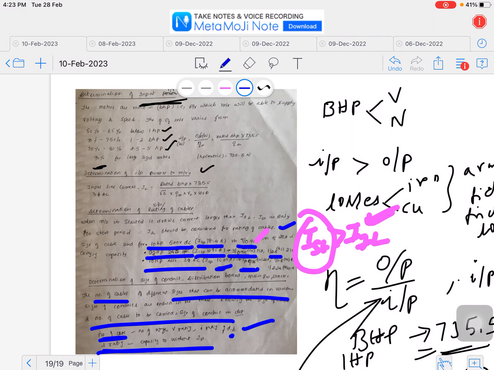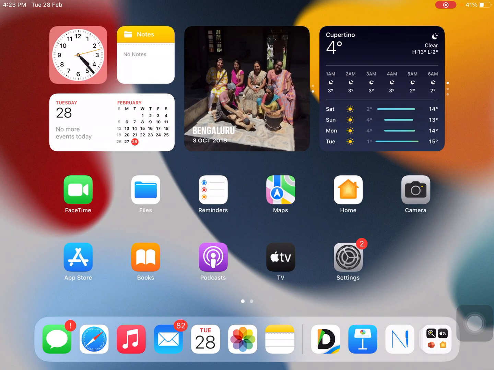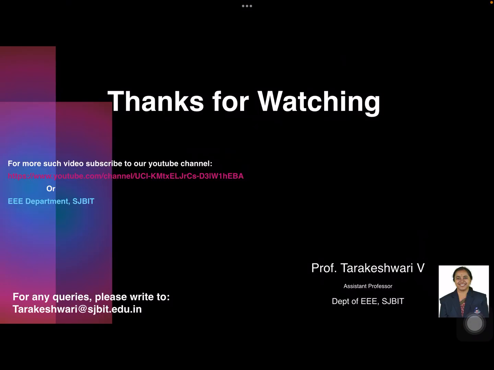This is how you determine the input power, the current, the rating of the cable, the size of the conduit, and the distribution board. I hope you understood this session, where consecutive videos can be referred to for further concepts.